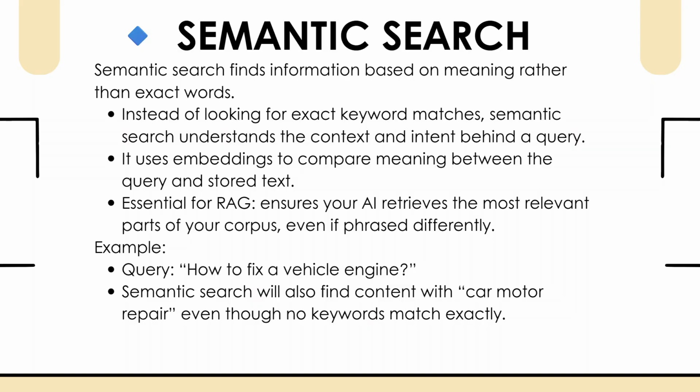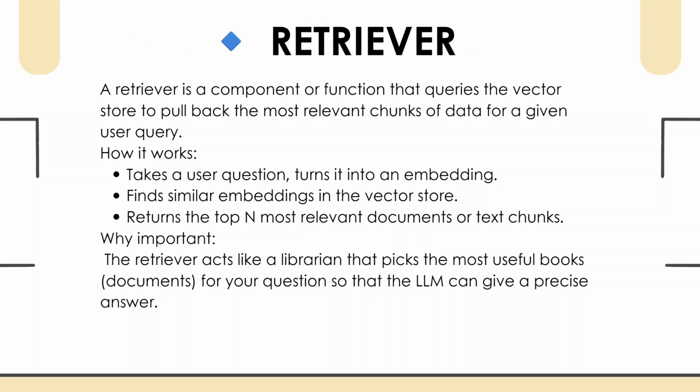This is essential for RAG because it ensures your AI retrieves the most relevant parts of your corpus, even if the question is phrased differently. For example, if you search for how to fix a vehicle engine, semantic search can still find content that says car motor repair, even though the exact words don't match. In other words, semantic search helps your AI understand what you mean, not just what you say.